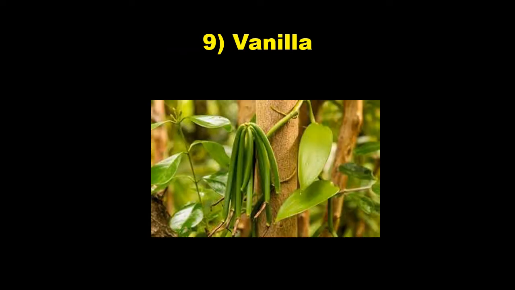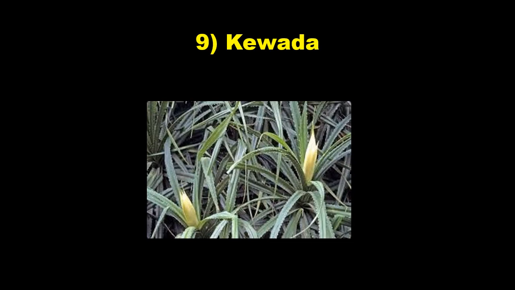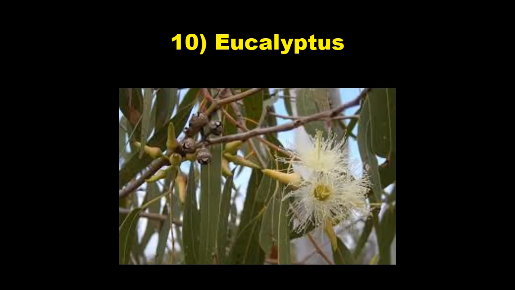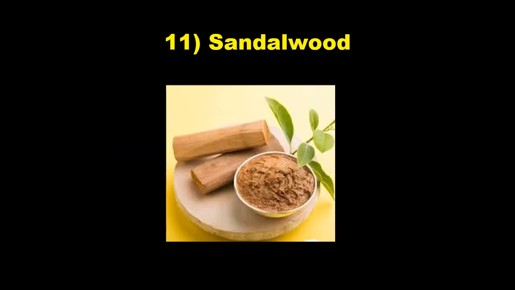Then vanilla is also one of the plants which gives us a very nice oil. Even this kevada, and then we have this vetiver, which is called the khas plant, or khaskhas plant. These are all medicinal herbs, or sometimes they give us a nice fragrance. We get various types of oils from these plants. Then we also know eucalyptus. This eucalyptus also gives us a nice fragrant oil. We get sandalwood. We all know what sandalwood is, that's chandan.